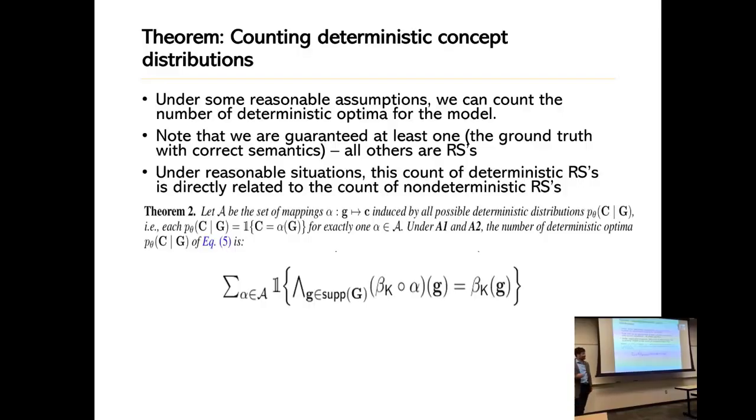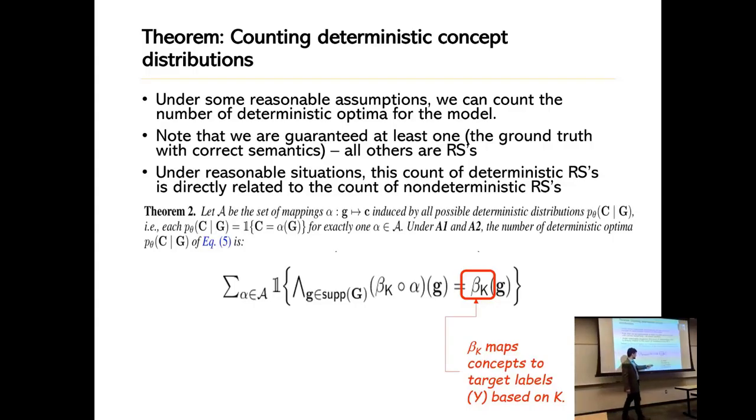So first, we're going to have a theorem to put a bound on the number of strategies. Or this is actually a full count because you actually have alpha. And I have a little walkthrough here. So they introduce this function beta of k. It maps concepts to target labels based on k.